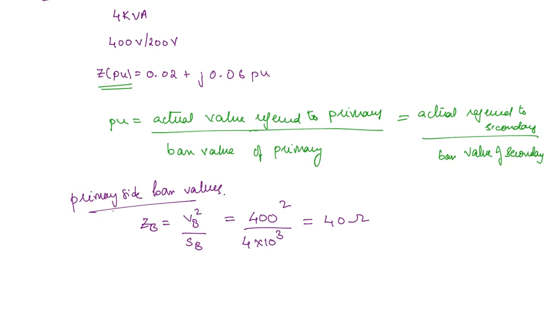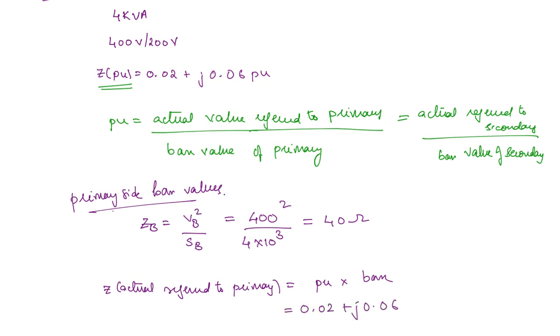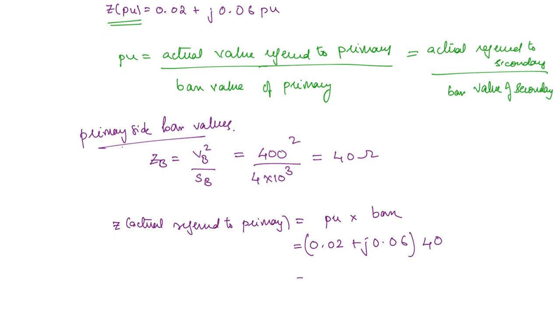Then what will be the Z actual referred to primary? This is equal to the per unit value into the base value, which is 0.02 plus j 0.06 into 40. This you are going to get 0.8 plus j 2.4. This is the required answer.